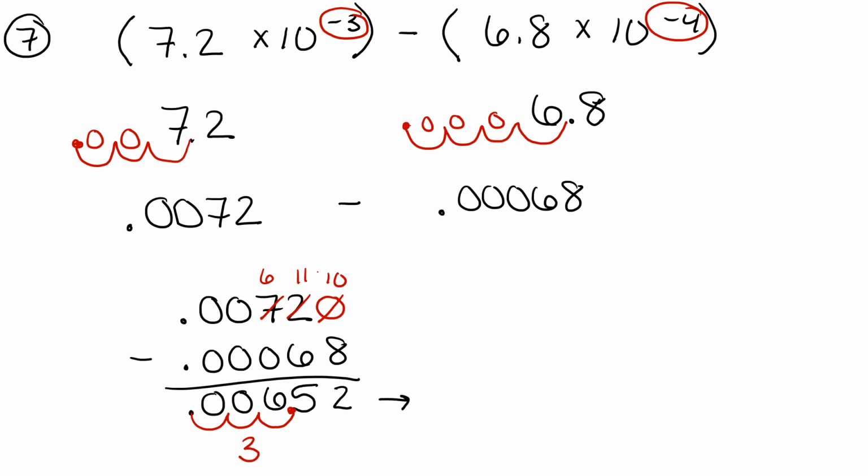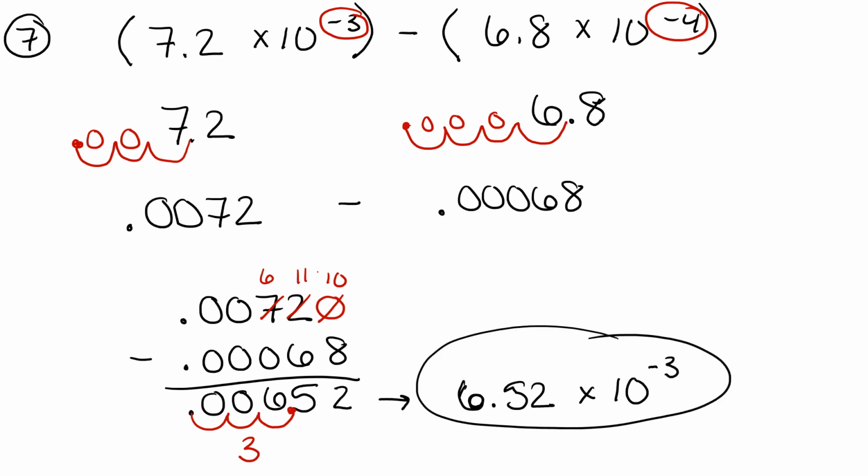We can move the decimal point back towards the first number 1, 2, 3 times. So we can rewrite our answer in scientific notation. 6.52 would be our number, always times 10. And it would be to the negative third power because of the zeros in the front.